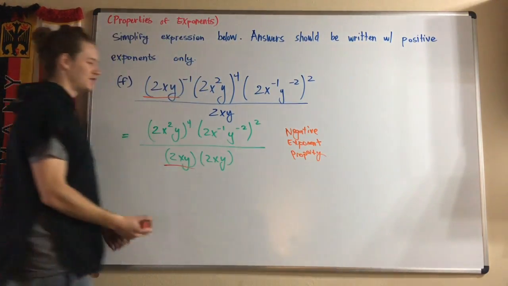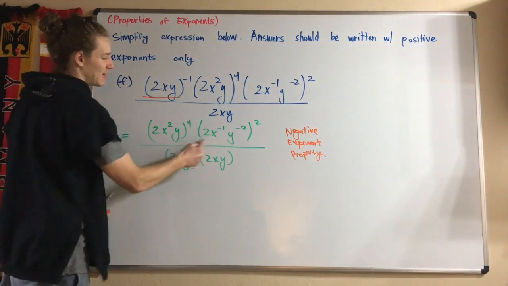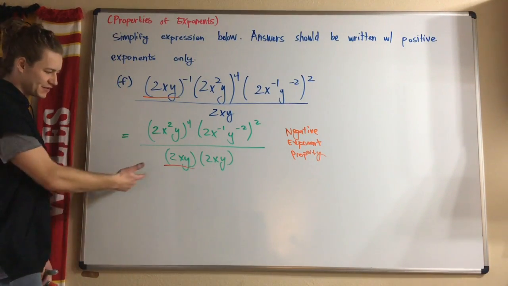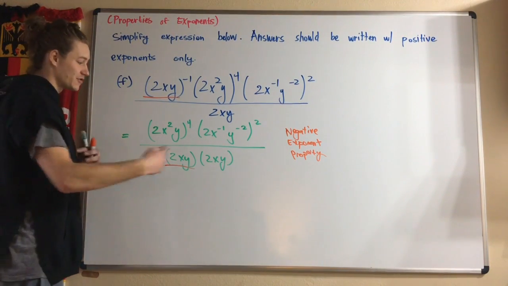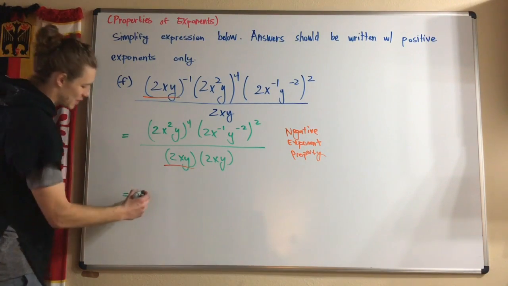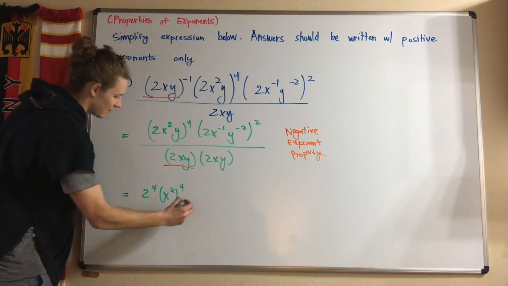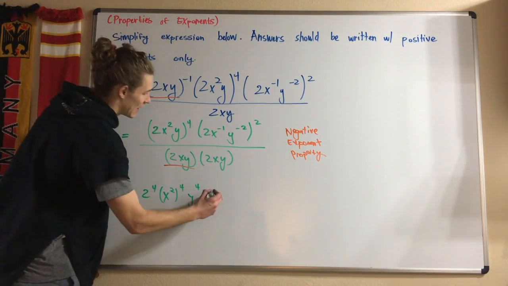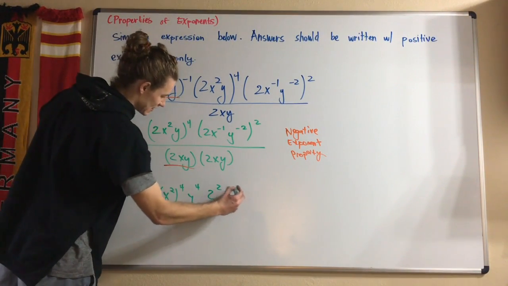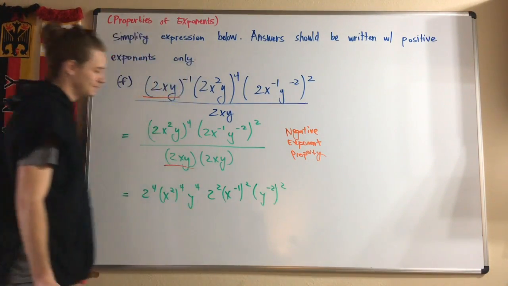At this point, I'm going to choose to, in my numerator at least, distribute the 4th power to this product and the 2nd power to this product. And in the denominator, I'm just going to multiply these numbers. Either way, I can multiply these out. So I'm going to distribute the 4th power to my 2. So I have 2 to the 4th power. I have x squared to the 4th power. I have y to the 4th power. Then I have 2 to the 2nd power. I'm distributing this 2 over here. Then I have x to the negative 1 to the 2nd power. And then I have y to the negative 2 to the 2nd power.